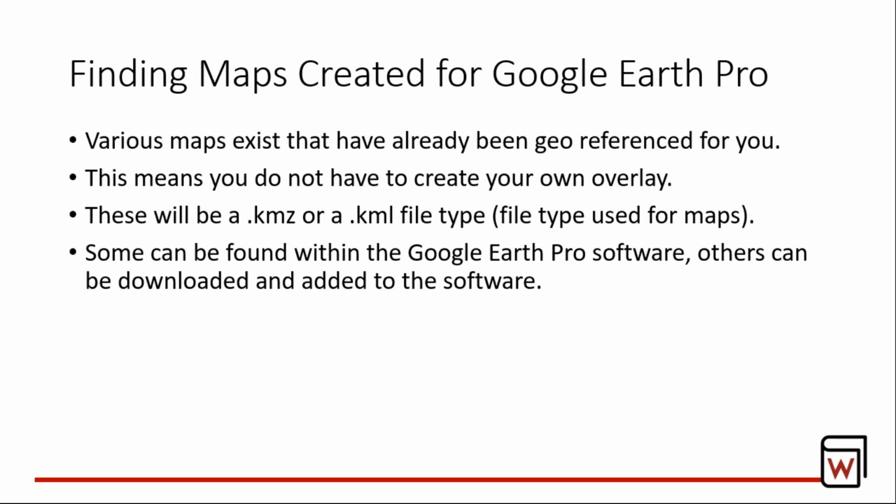You can create your own maps in Google Earth Pro, but there's also a lot of maps that have already been created that you have access to for free. This means you don't have to create all of the maps that you might be interested in. So there's certain maps that have been geo-referenced. This means they're a historic map that has been overlaid with a modern map. And these will be either a KMZ or a KML file type, which is, as we discussed, the file type that's used for maps. Some can be found within the Google Earth Pro software itself, and others can be downloaded and added to the software.